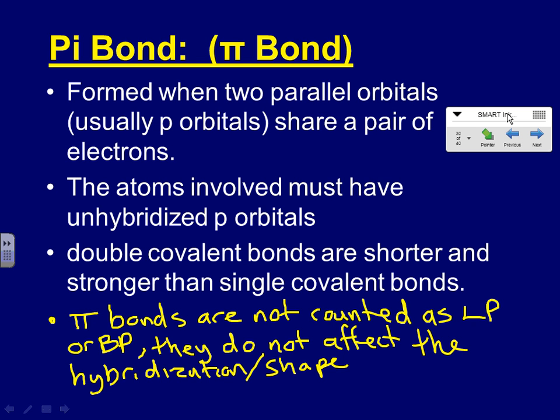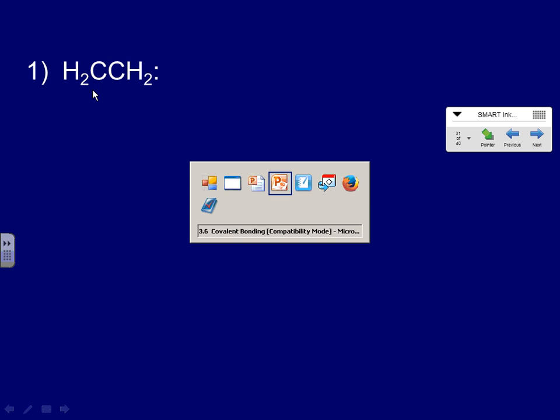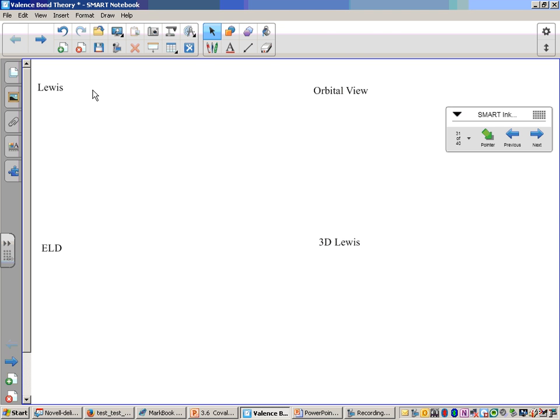Okay, so now let's just do some examples, and I'm going to switch back to the Smart Notebook. I just have to check what the example is. H2CCH2, and that's what the example is going to be. And I'm going to follow along the exact same set of things that I've been doing all the way along. We're now under examples concerning double bonds. So as you can imagine, we're going to have a double bond in this. And I'm hoping you can come up with the Lewis diagram for this. I hope.